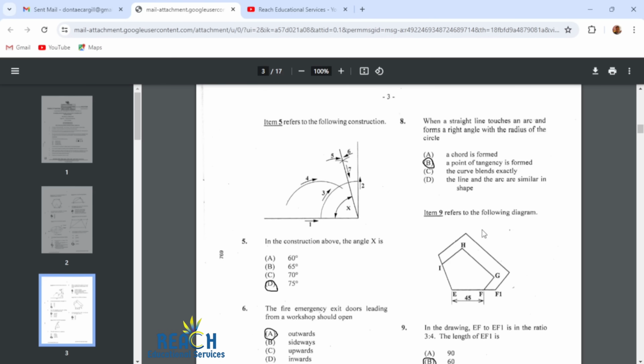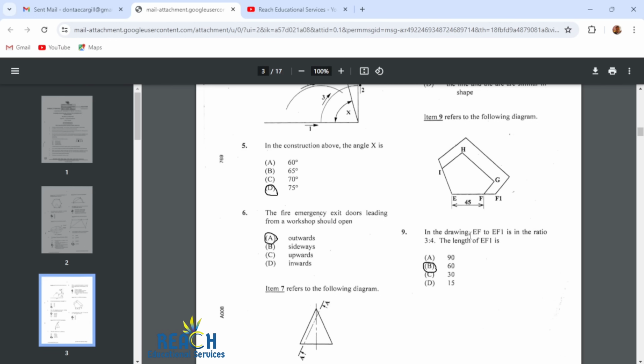Item 9 refers to the following diagram. In the diagram, EF to EF1, which is right here, is in the ratio of 3/4. What's the length of this line from E to F1? That will be 60. We know it's 60 because this is 3/4 of this total length, and 45 is 3/4 of 60. So if we add the next 15 now, we get 60 here.